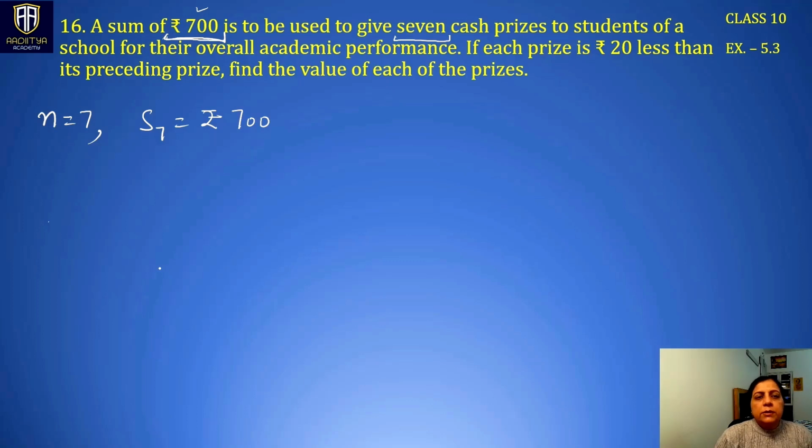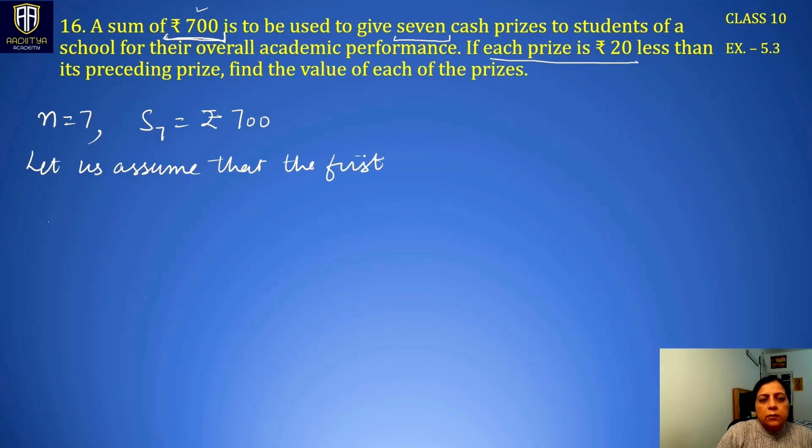Right? That means rupees 700 has to be distributed in the form of 7 prizes, in which each prize is 20 less than its preceding price. So we are not given the first prize. The only thing is we have to take the number of prizes is 7. Let us assume that the first prize is rupees X.